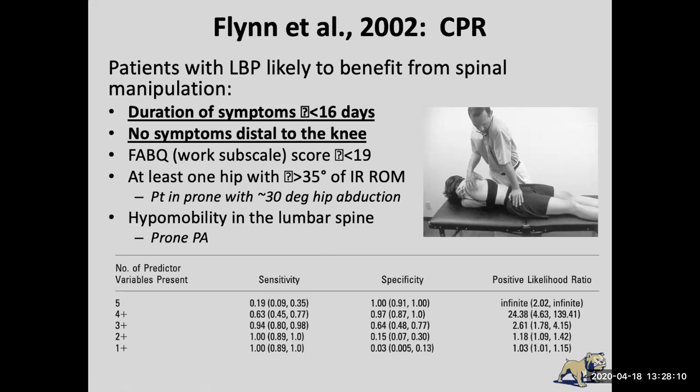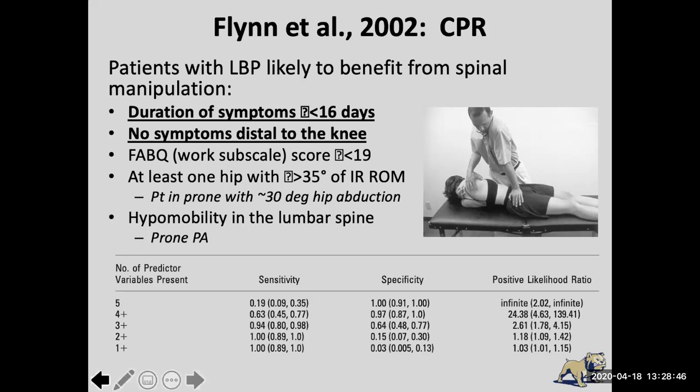So symptoms lasting 15 days or less, no symptoms distal to the knee, so in other words, only in the back and buttock thigh area, not going below the knee. FABQ scale less than 19, so in other words, not the work subscale, that is, but in other words, not demonstrating fear avoidance qualities. Important that we make sure we administer that test, not only to identify folks that do, but also to help us in identifying folks who would be appropriate for manipulation.